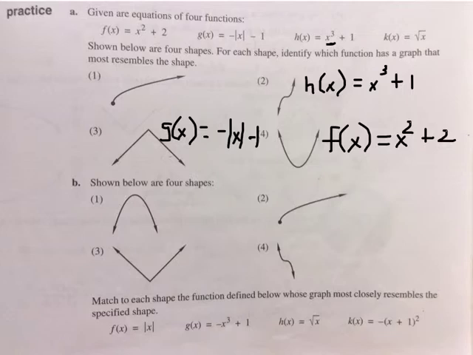And finally, then we can, by a process of elimination, the k of x, or function of x, equals the square root of x. So this little shooting star thing, that is a square root function. Alright, and then B, the same thing. It says shown below are four shapes. Match to each shape the function defined below whose graph most closely resembles the specified shape.